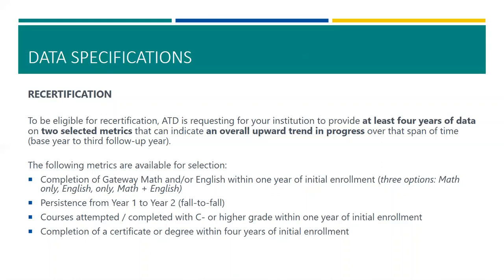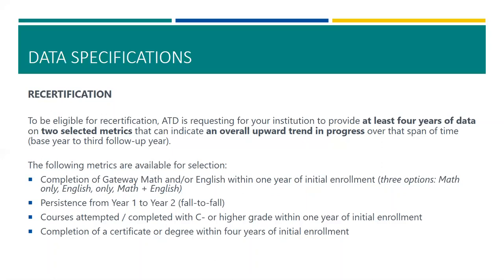So that is a 3-year trend that you're looking at, because you have the first year and then you have 3 follow-up years, essentially, on 2 selected metrics that you can indicate an overall upward trend in progress. So you have a choice of 4 metrics from which you would choose 2. One category is completion of Gateway Math or English within 1 year of initial enrollment. Within that, you can choose for math only, English only, or math and English. Those are all considered part of the same metric.